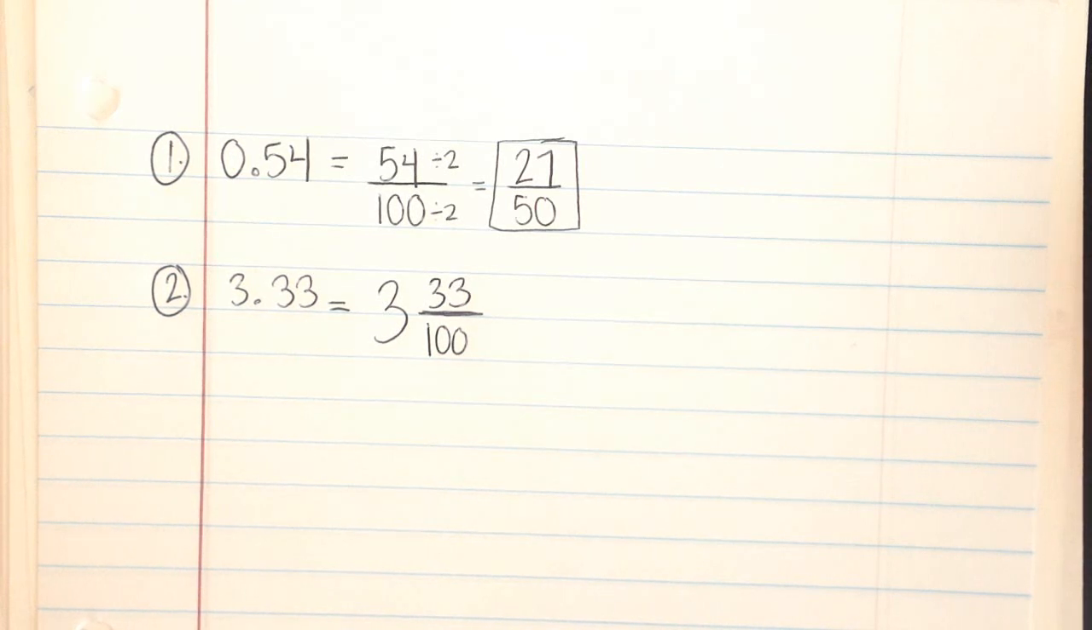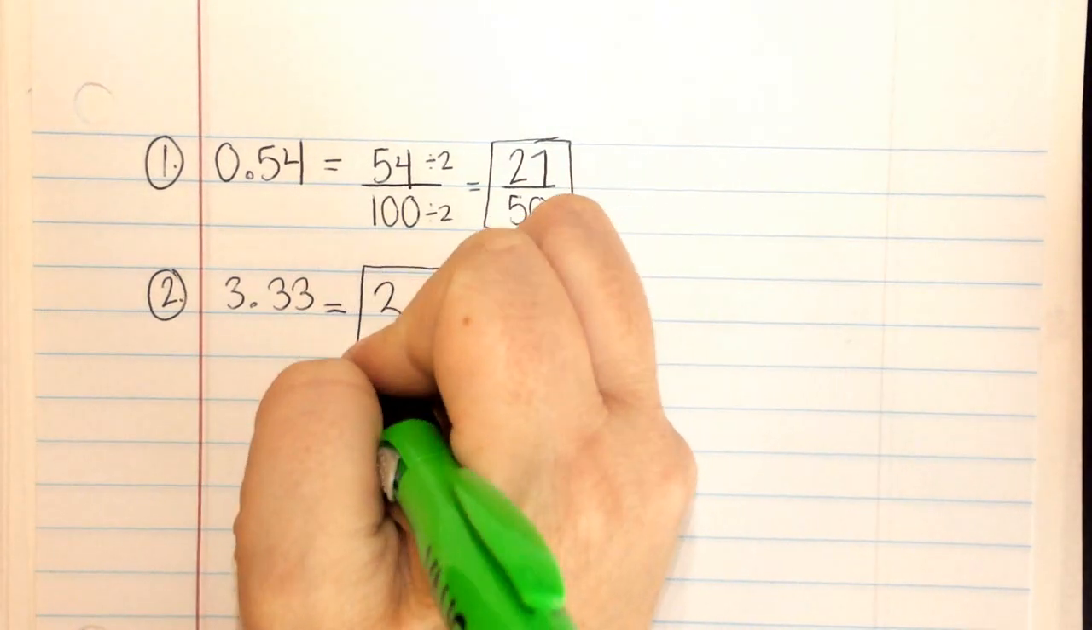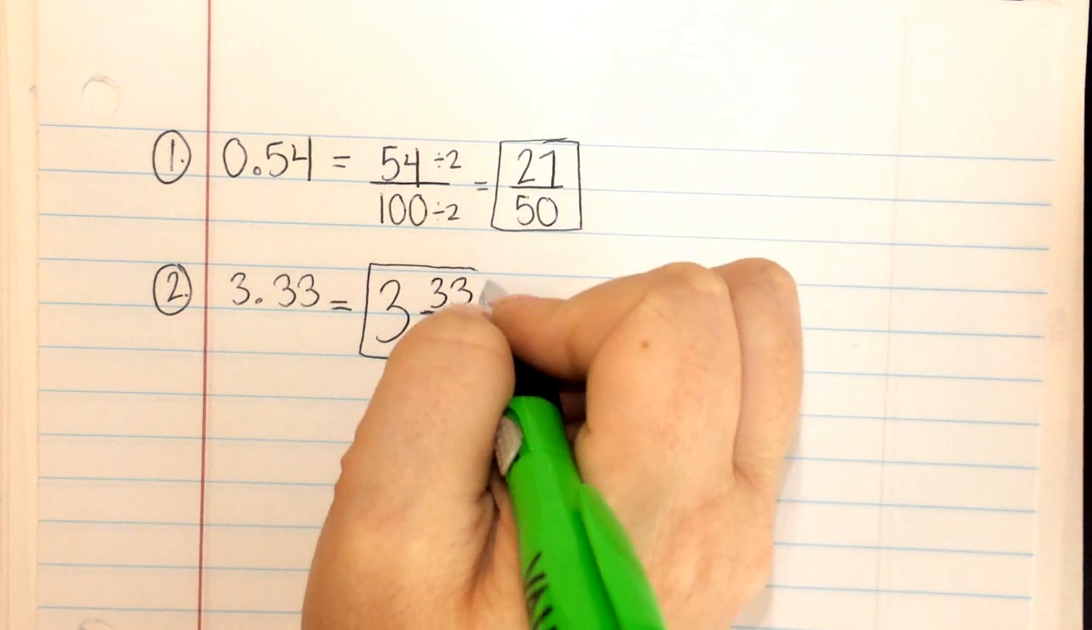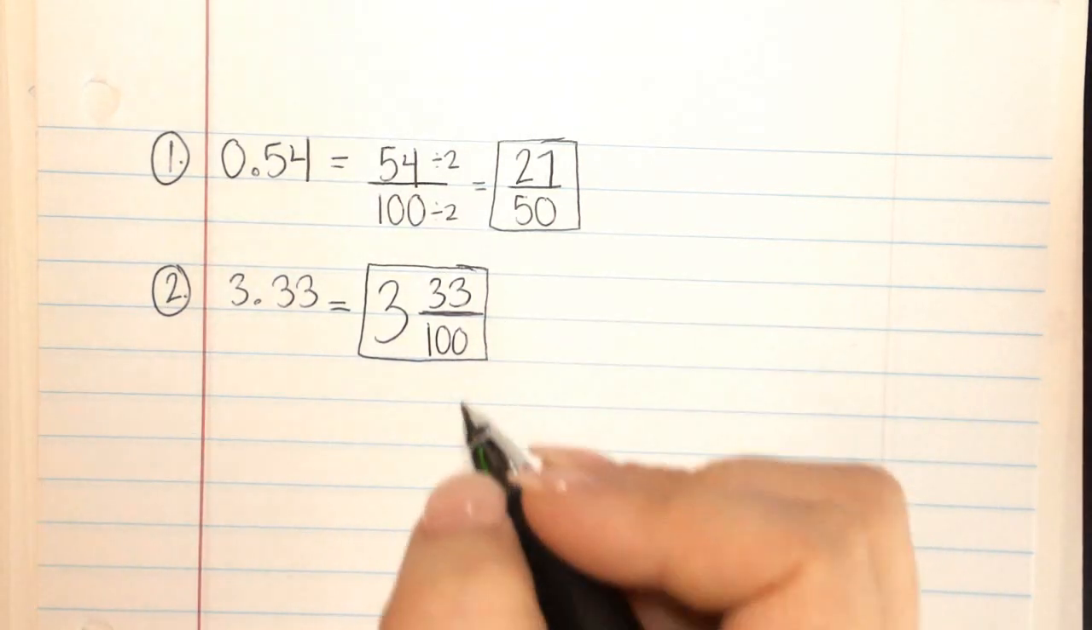All right, can that simplify? 33 and 100, can it simplify? Nope, it cannot. 3 and 11 are the only things that will go into 33, and 3 cannot go into 100 perfectly, and 11 cannot go into 100 perfectly. So that is it. All right, number 3.